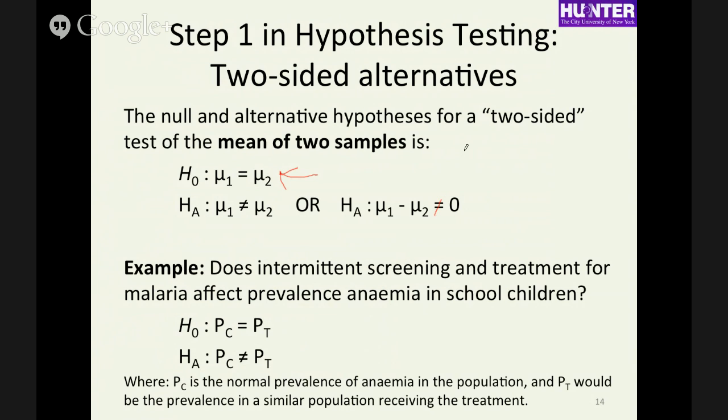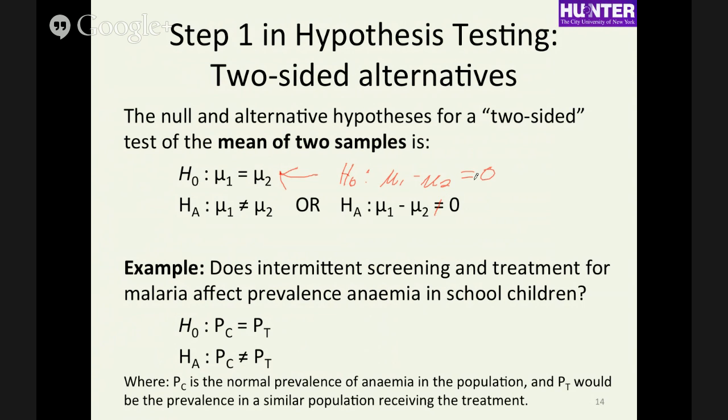That should be not equal to 0. And under the null hypothesis, it would be that they're equal to 0. Those are equivalent ways of writing the null and alternative hypothesis. Do you have a question as well?